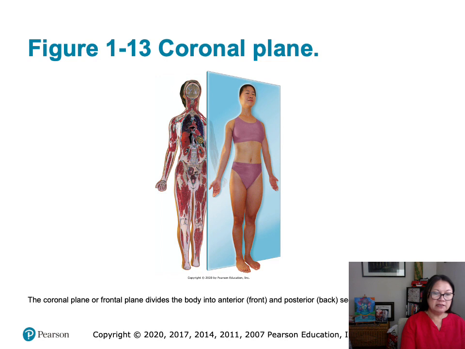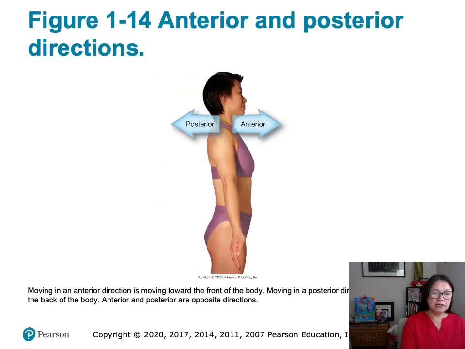The second body plane is the coronal plane, also known as the frontal plane. This is a vertical plane that divides the body along the midline into front and back sections. The coronal plane allows us to describe the body in terms of front and back. The front of the body is the anterior or ventral section. So moving from the midline toward the front of the body is moving in an anterior direction or anteriorly. The back of the body is the posterior or dorsal section. Moving from the midline toward the back of the body is moving in a posterior direction or posteriorly.